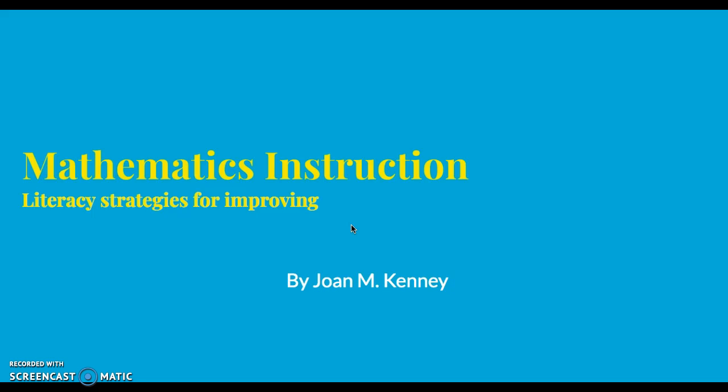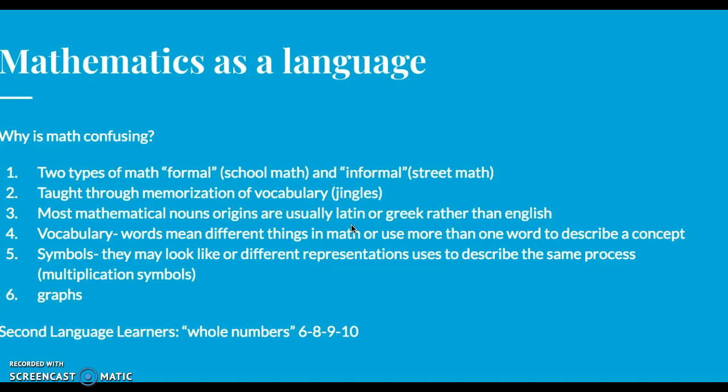All right, mathematics instruction, literacy strategies for improving. So mathematics is a language. Why is math confusing? There are two types of math, formal, which is school math, and informal, which is street math. Typically, you teach math through memorization of vocabulary, such as jingles, like the negative b plus or minus the square root of b squared minus 4ac over 2a.